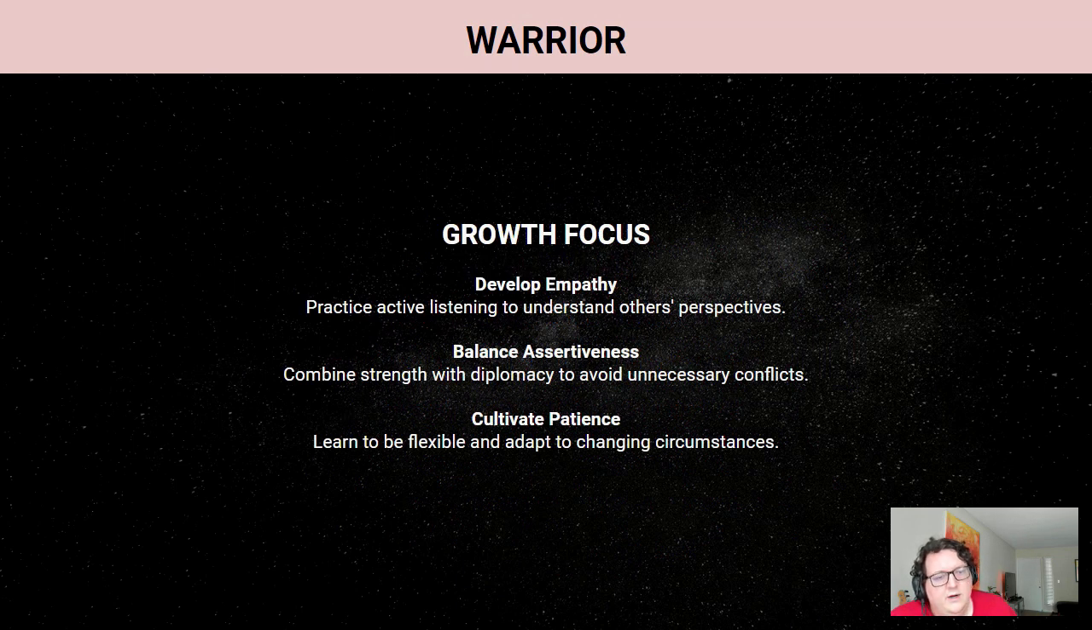So some of the things they can work on to grow, some of the growth focus, is to develop empathy, practicing active listening to understand others' perspectives, balancing their assertiveness by combining strength with diplomacy to avoid unnecessary conflicts, and cultivating patience, learning to be flexible and adapt to changing circumstances.